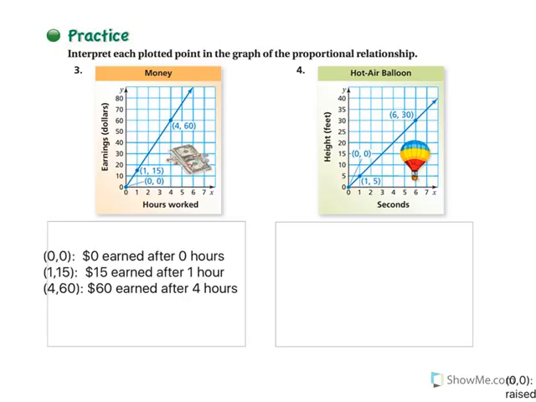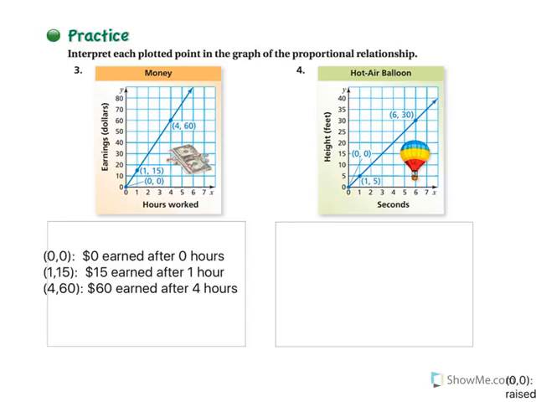We noticed that we have the point 0, 0. This represents $0 earned after 0 hours. We have 1, 15. This is $15 earned after 1 hour. And then we have 4, 60. This is $60 earned after 4 hours. Okay. Then for number 4.